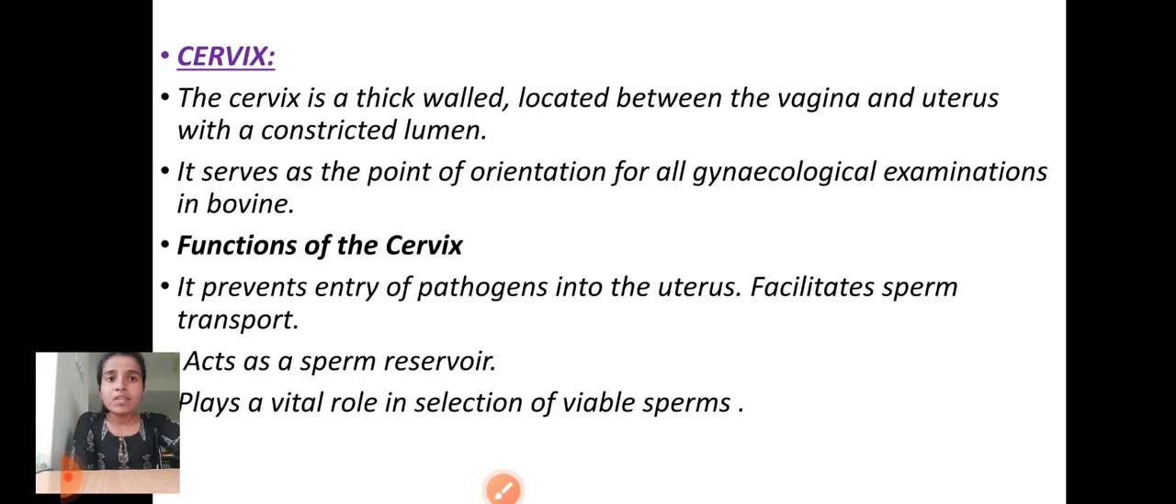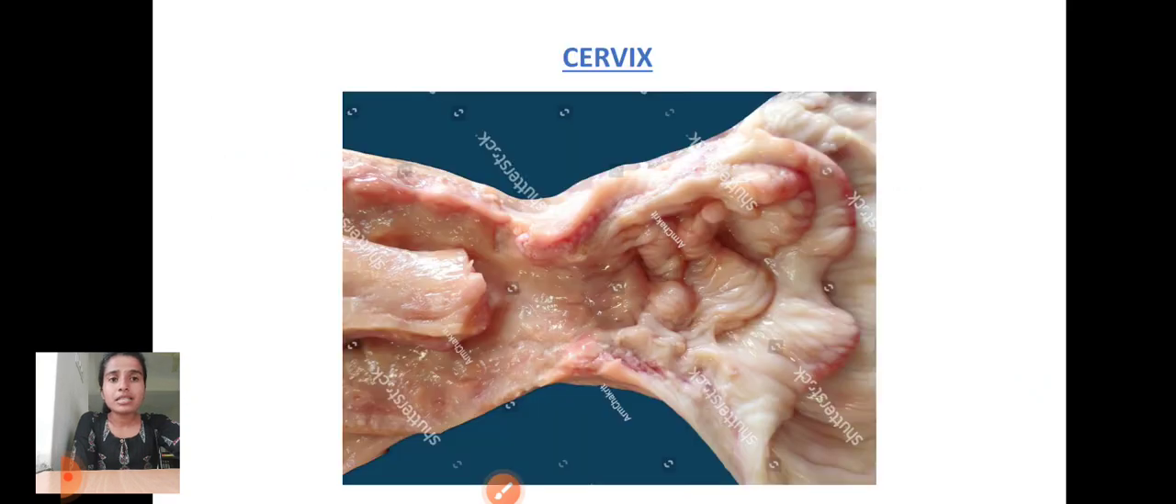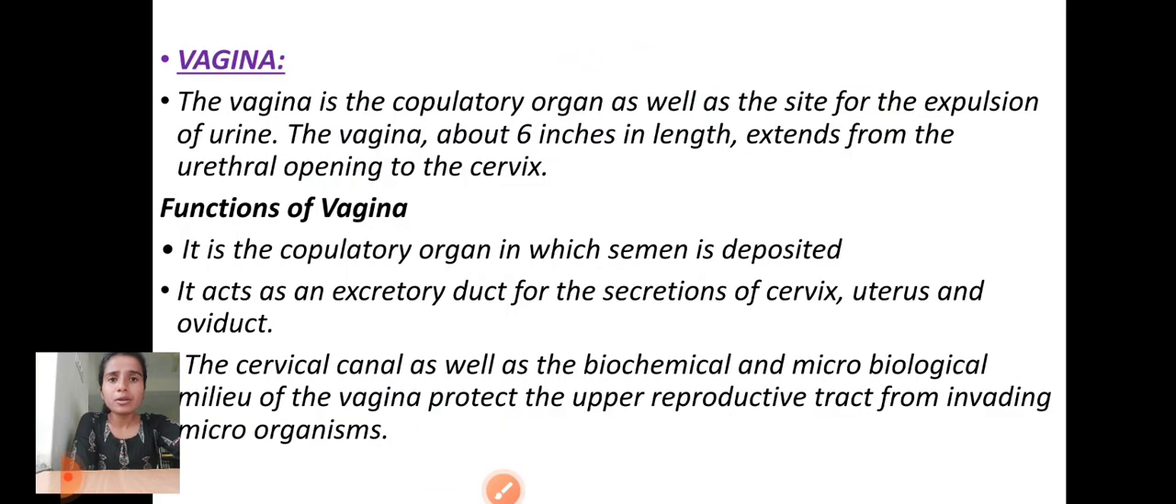Coming to the cervix. The cervix is a thick wall located between the vagina and uterus with a constricted lumen. It serves as a point of orientation for all gynecological examinations in bovines. Functions of the cervix: it prevents entry of pathogens into the uterus. It facilitates sperm transport, acts as a sperm reservoir, and plays a vital role in the selection of viable sperm. This is the cervix.